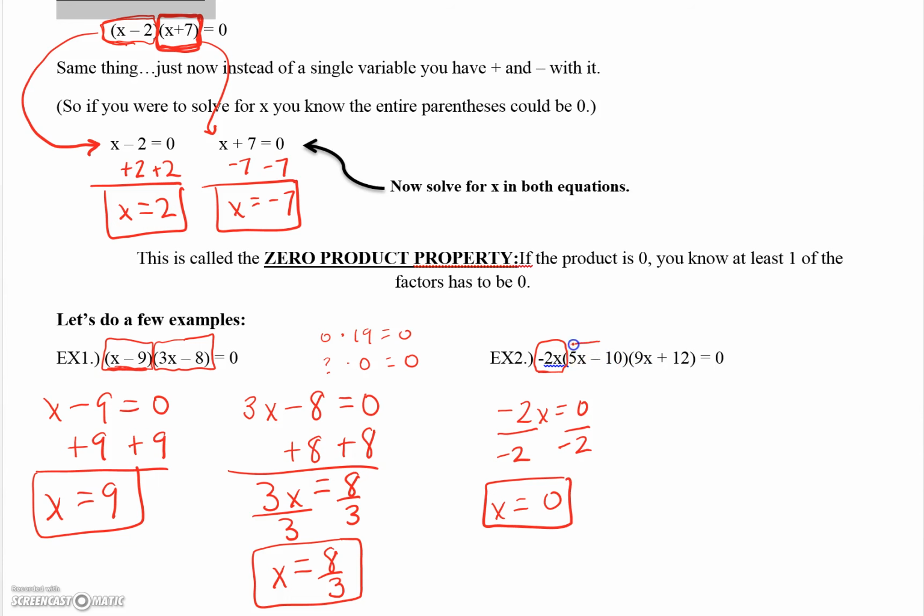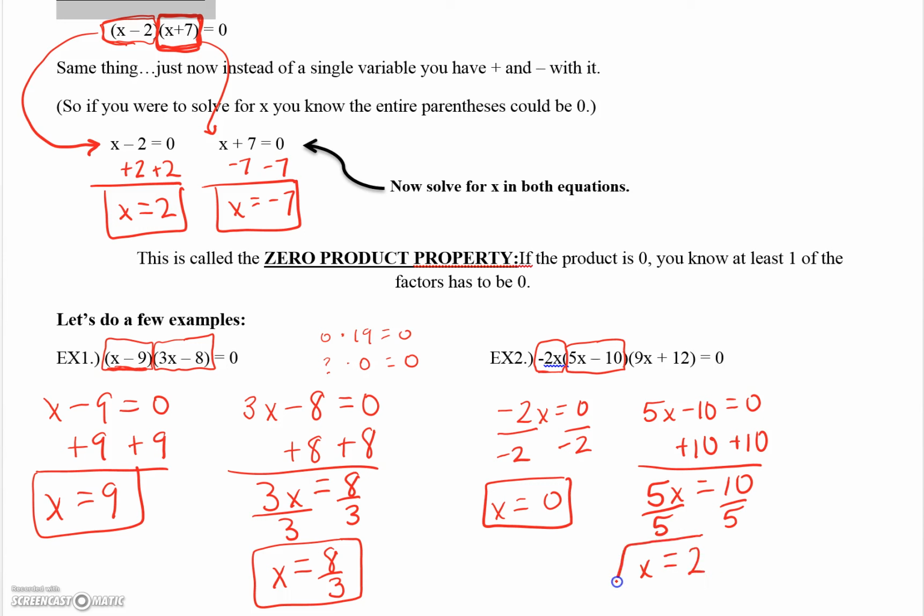The second parenthesis, I know that whole quantity could be 0. Again, I can make another equation. And please show this work. Most of the time, this is where people make their silly mistakes. So take the extra few seconds and show your work. So with this, I see that x is equal to 2.